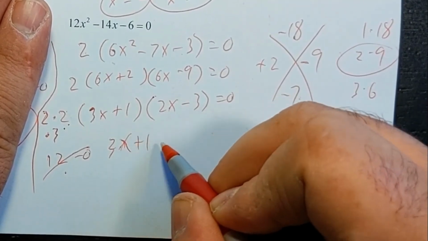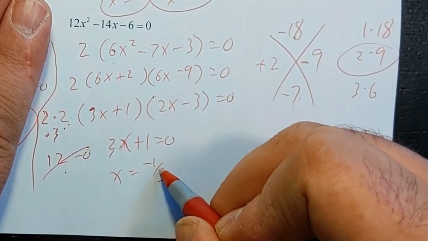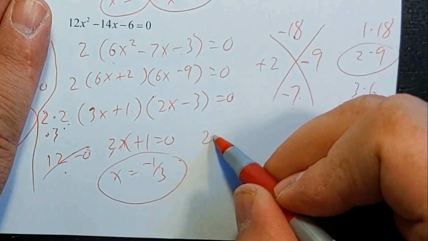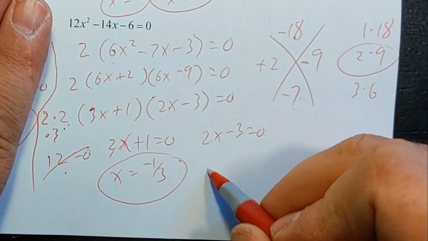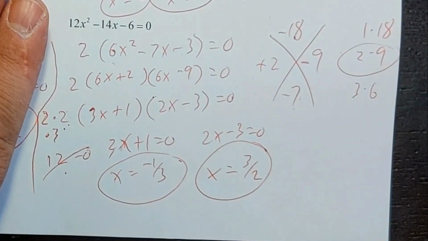3x plus 1 equal to 0. That gives me negative 1/3 when you work it out. And then 2x minus 3 equal to 0, which is going to give me a positive 3/2. So those are all my solutions.